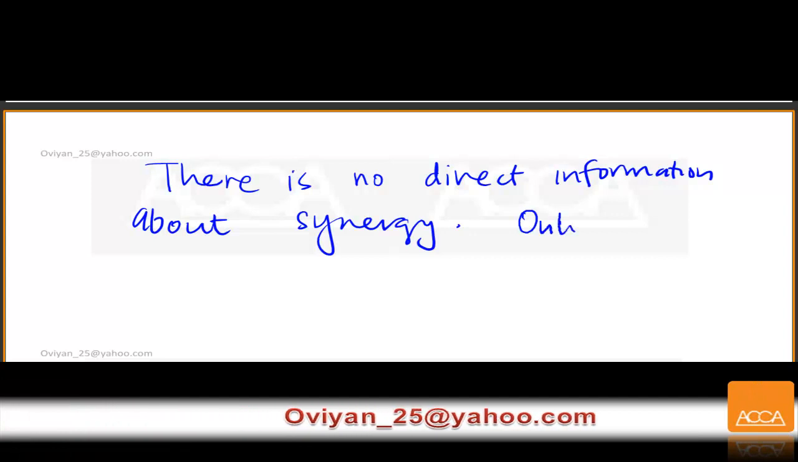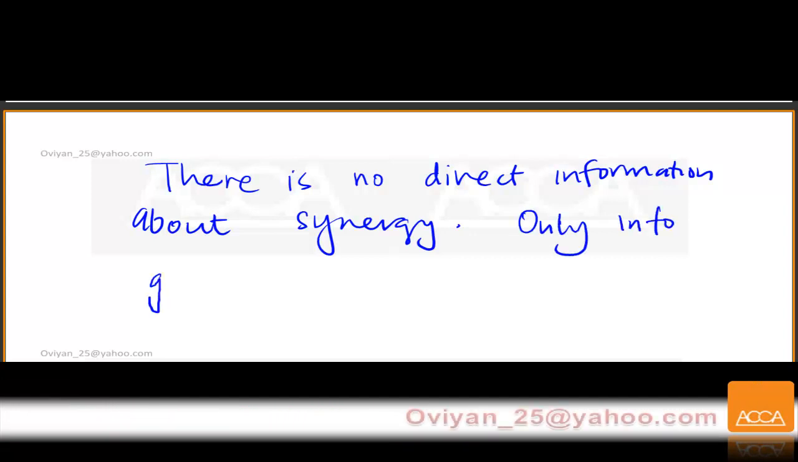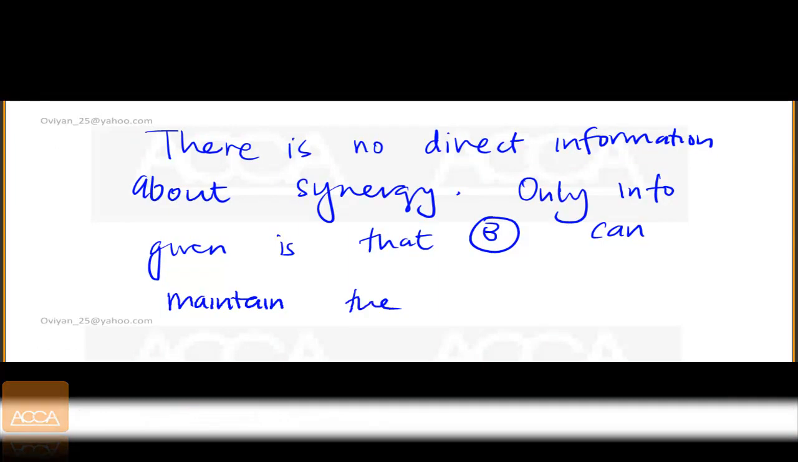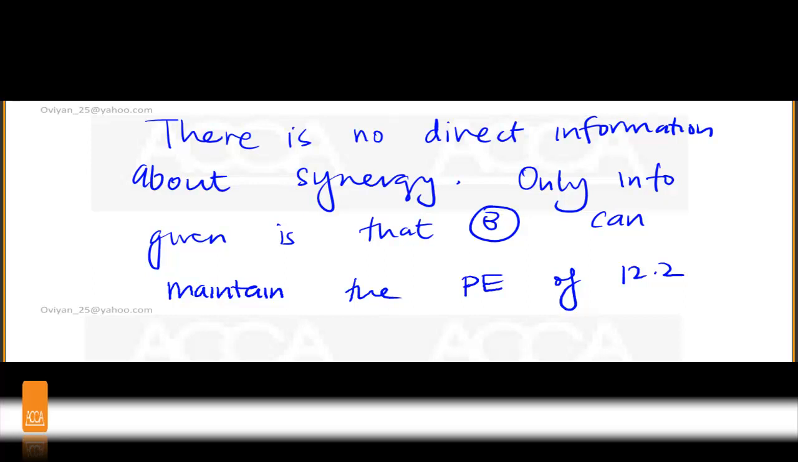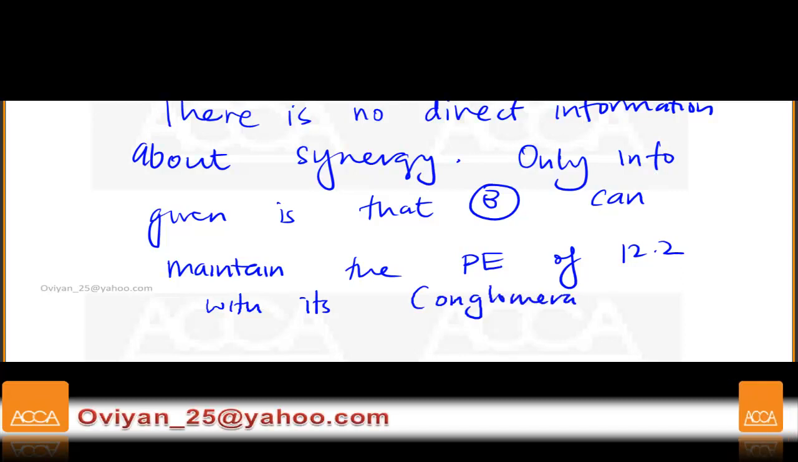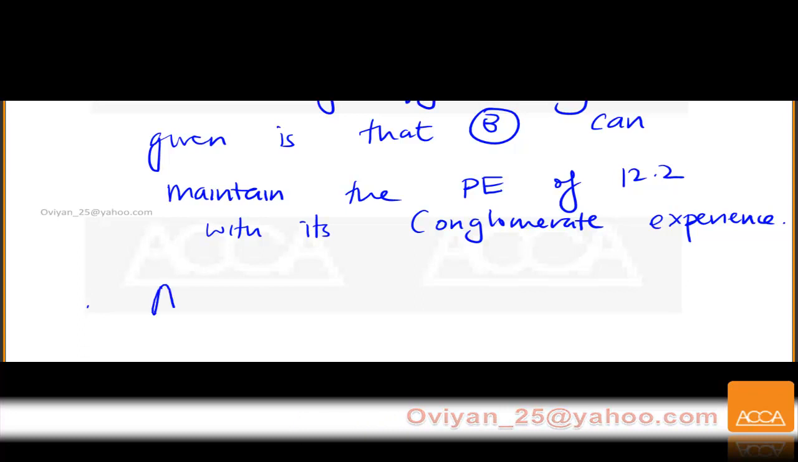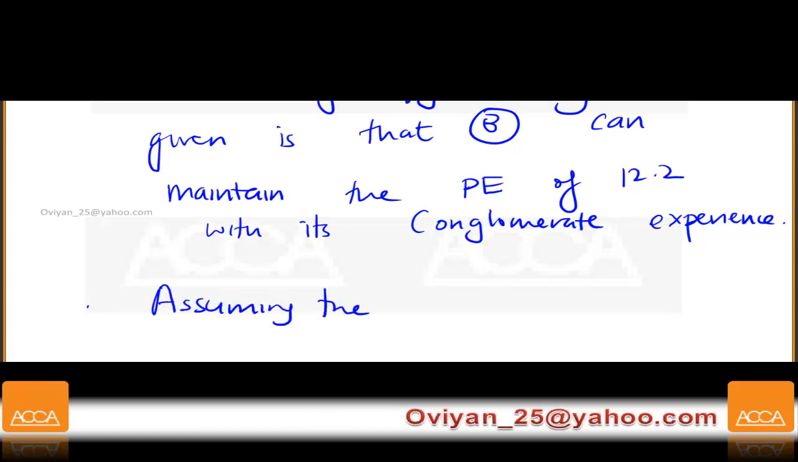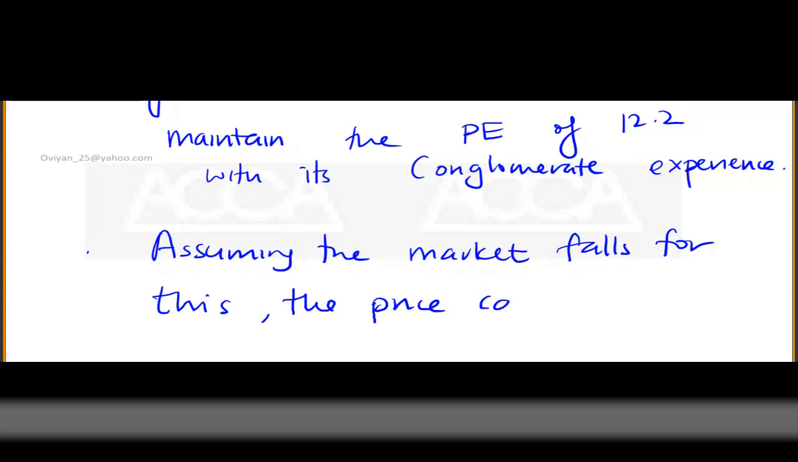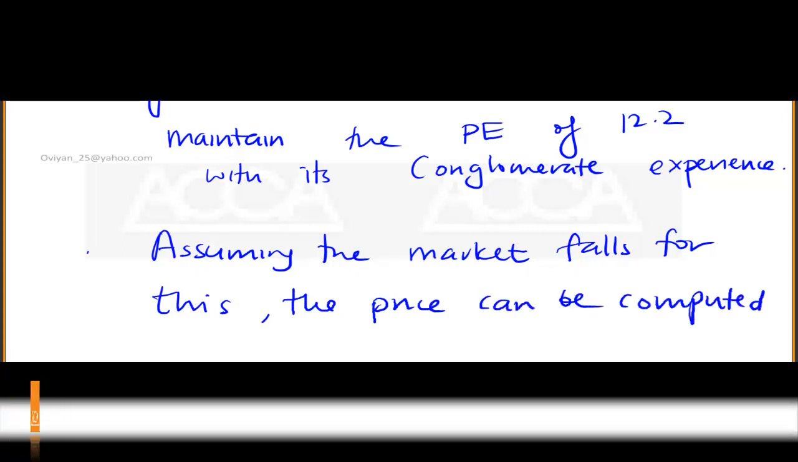The only information given is that Bocconi can maintain the PE of 12.2 with its conglomerate experience. Now assuming the market falls for this, the price can be computed as follows.